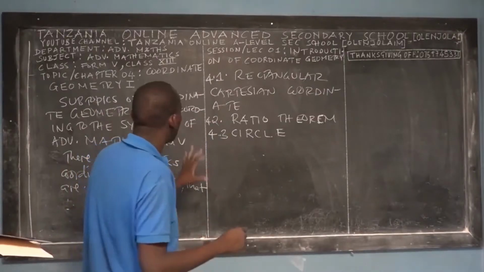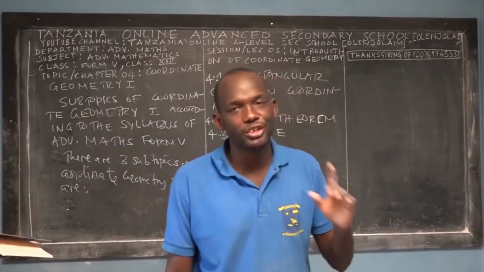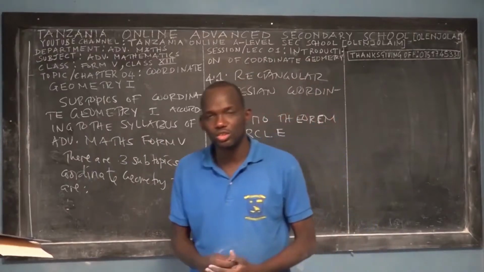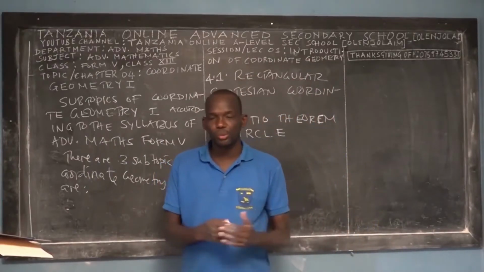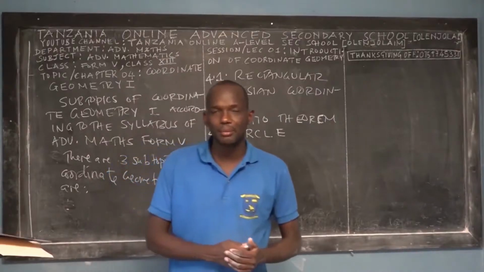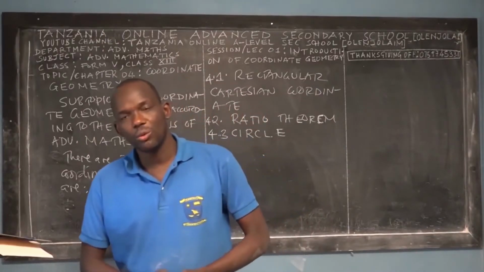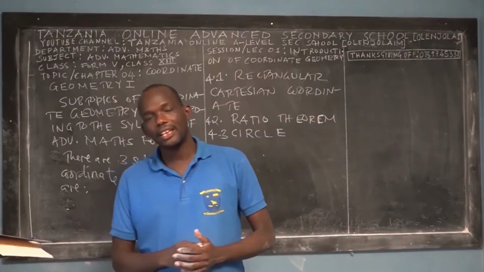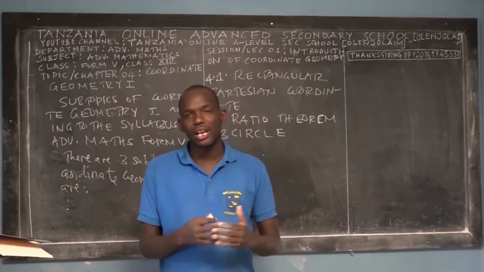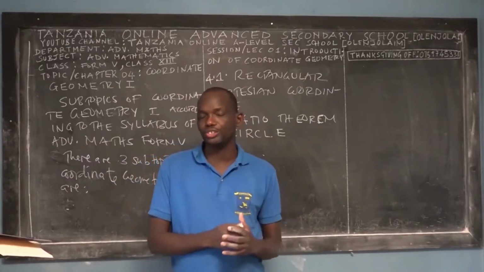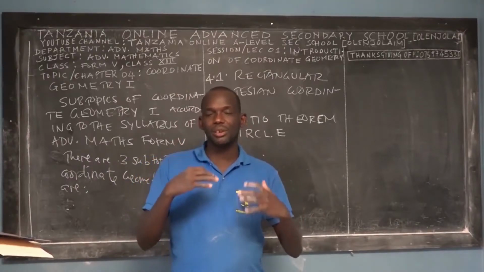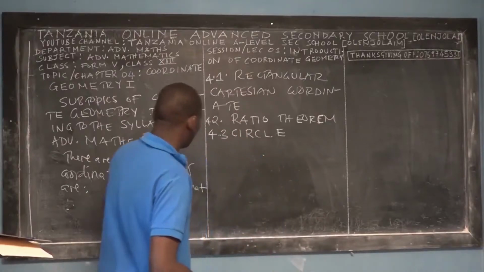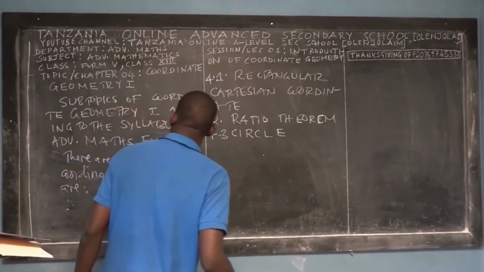So that is all about the subtopics of coordinate geometry 1, because we also have a first Form 6 topic called coordinate geometry 2, where we'll be learning about the conic sections, which are the parabola, ellipse, hyperbola, the rectangular hyperbola, and polar coordinates. So it means that we'll be advancing the concepts of coordinate geometry. Okay? So that is the first thing that I wanted you to know.